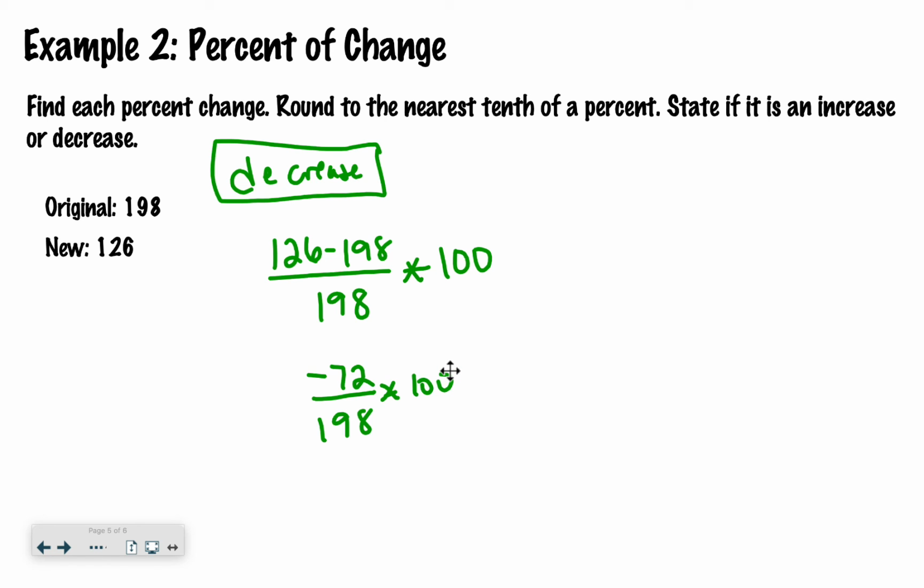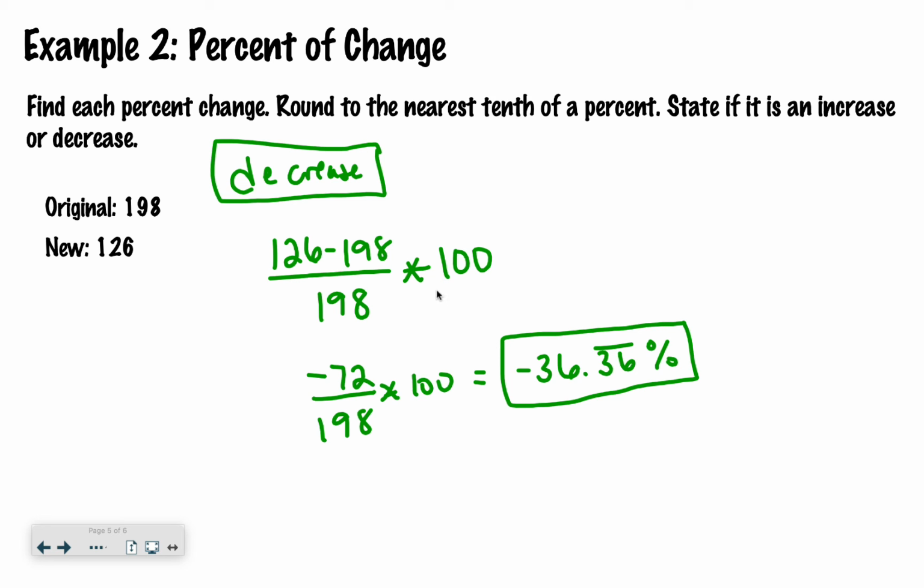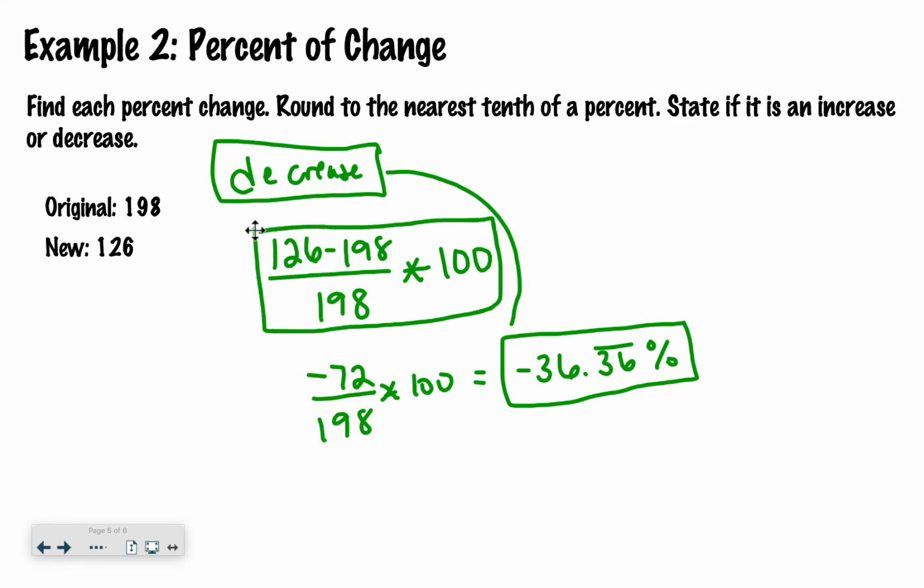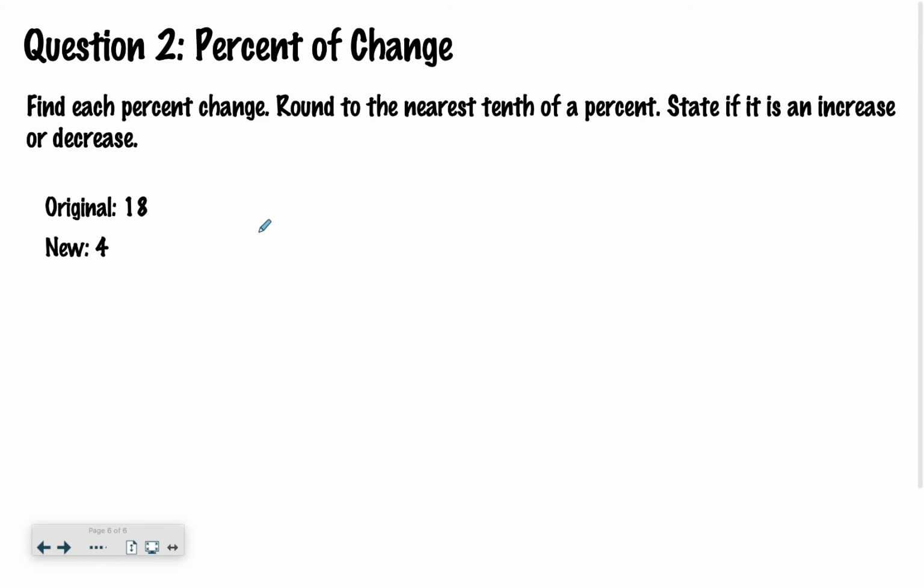If I do negative 72 divided by 198, I get negative 0.363636. So that's repeating. So I'm going to do times 100. And now I have a negative 36.36. And those 36 are repeating, so I'm just going to put the bar over it to represent that. So it's negative 36.36 repeating percent. And it's a percent of decrease. So I have those two parts of my answer. I have my work. So I would be getting full credit. Make sure you have all of those things that are in the box in order to get full credit.